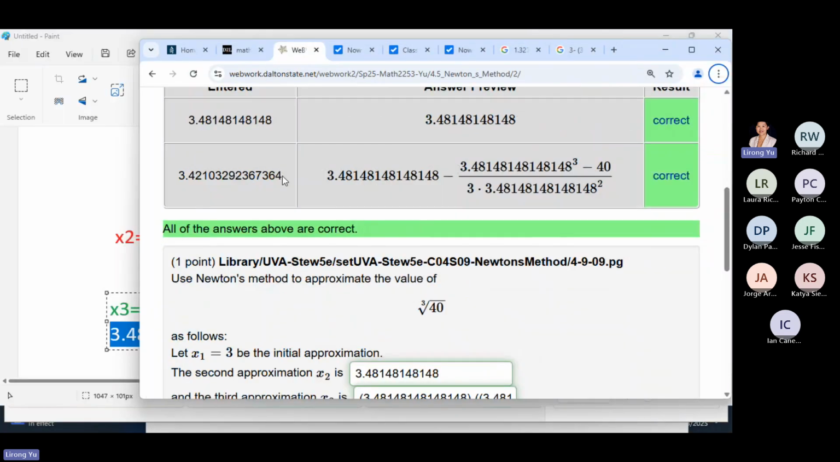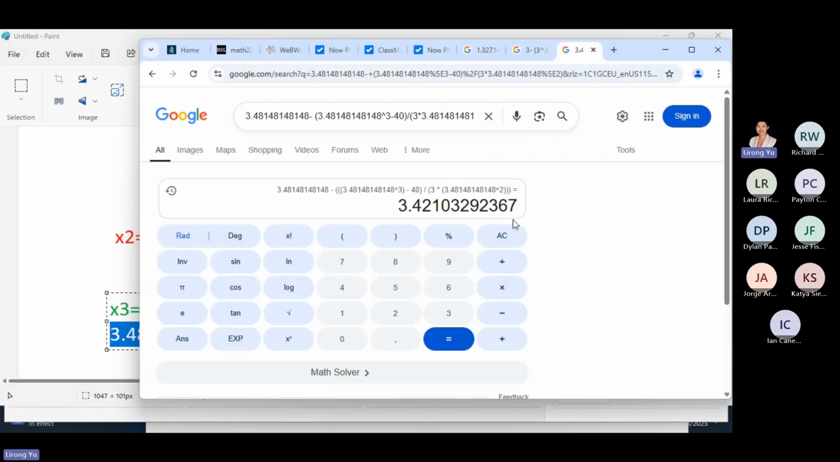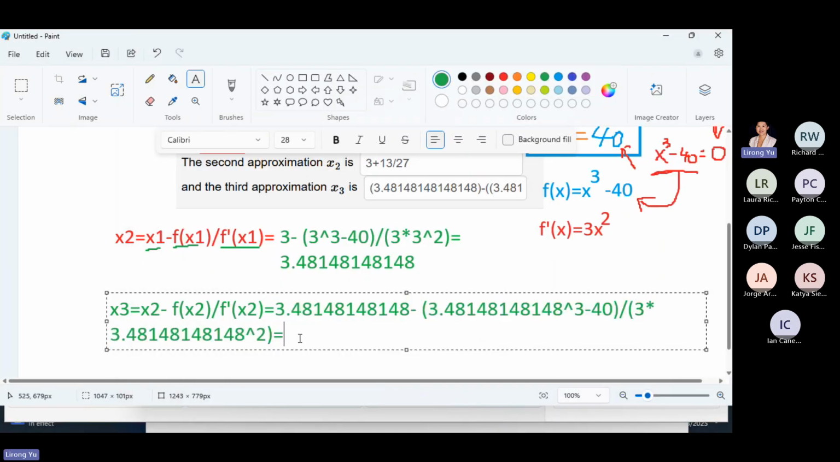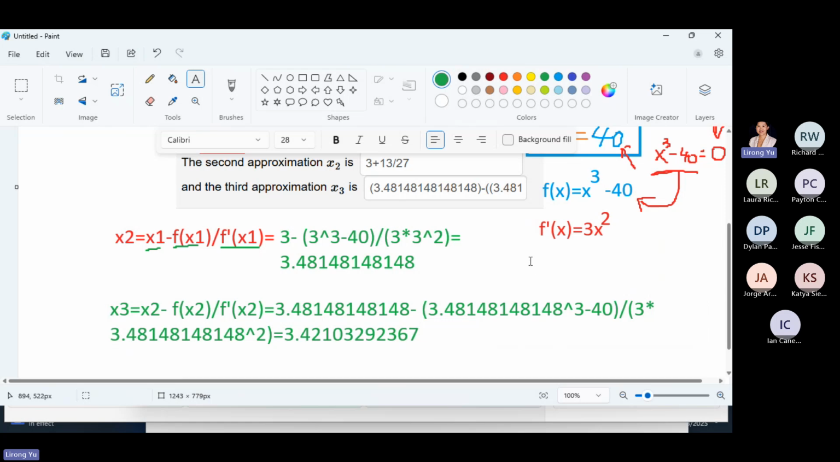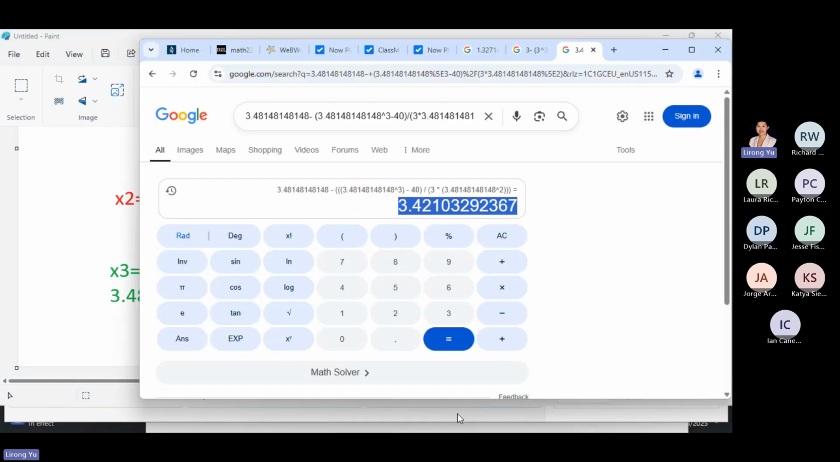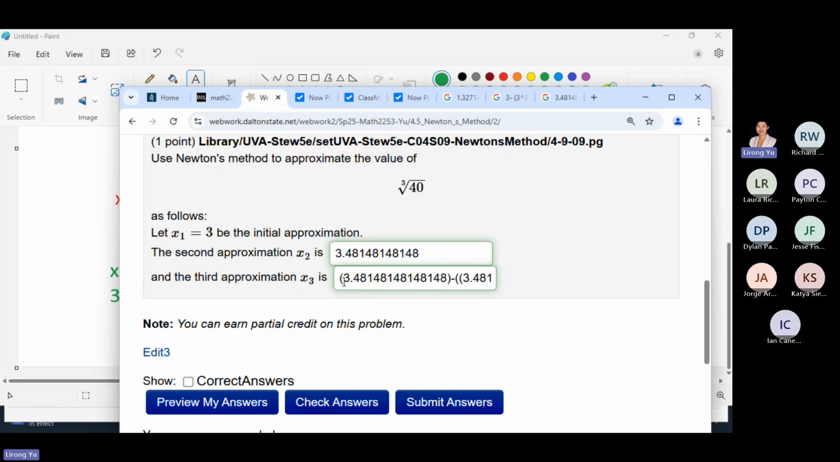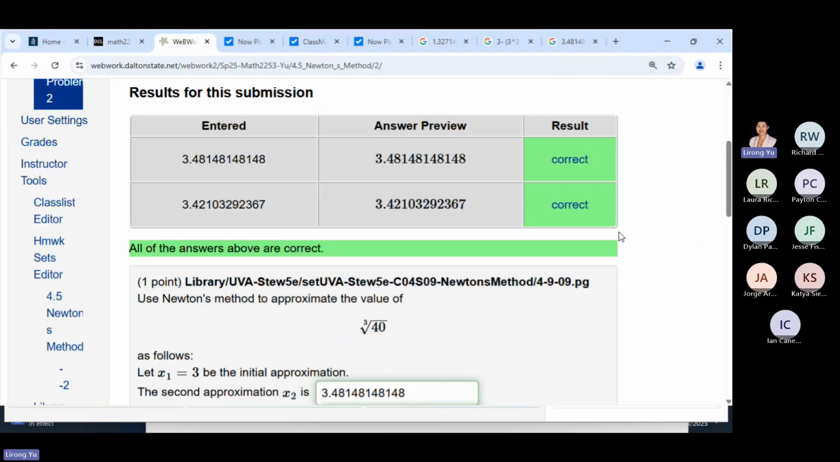And I have it already done. That should be the number. You can also double check that with any other calculator. So that's the number we get after all is calculated. And so you can see we go from 3, and then we have 3.481481, and then we have 3.4210329. So the answer is getting closer and closer to the true answer of the cube root. We're solving for the cube root. And going back here, all you have to do is enter. So that's number 2.